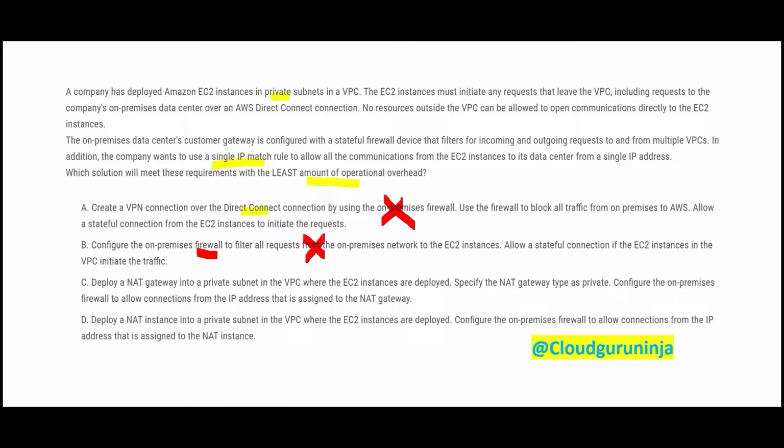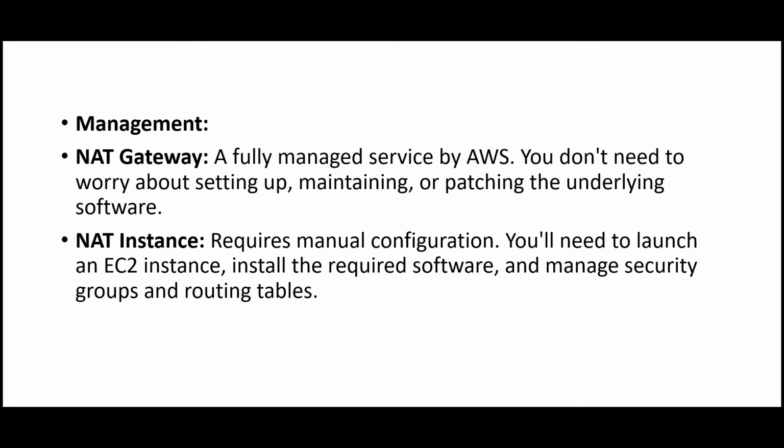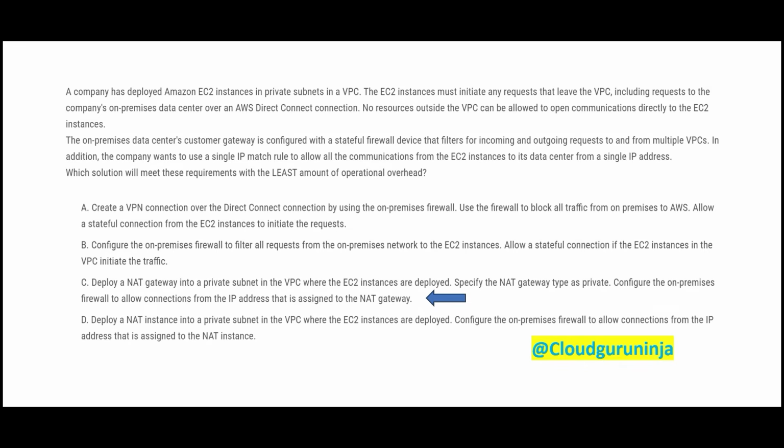Now C and D are almost the same. One uses NAT gateway, the other uses NAT instance. What is the difference? NAT gateway is automatic. You don't have to do any setup or patching. NAT instance, you have to do all installation and configuration. Okay, so NAT instance not good, NAT gateway very good. Anything that makes you lazy is good. So this option C would be our answer.